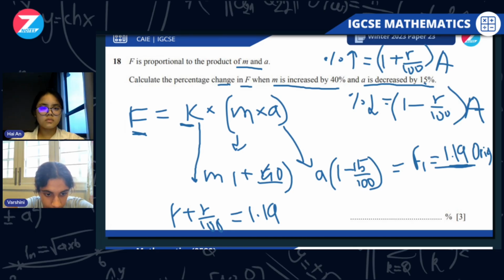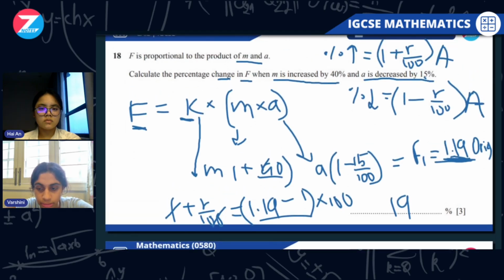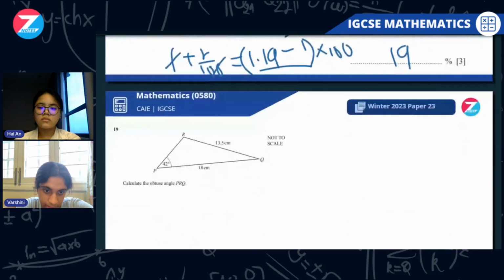Sorry, and times 100. And that is just 19, which we can clearly see: 1.19 minus 1 will be 0.19, times 100 equals 19. So we don't even need to use this formula. We can clearly see that 1.19 is just 1 plus 0.19, and 0.19 is 19 by 100. So you can tell it's just 19%.